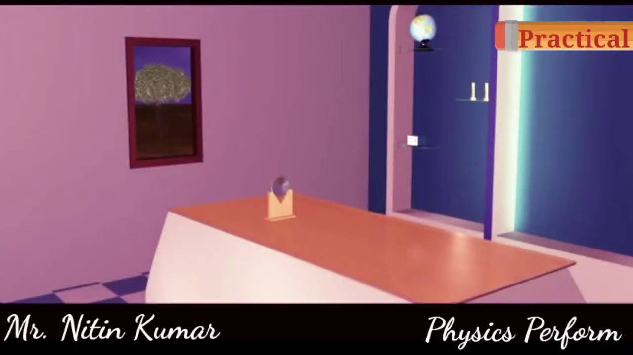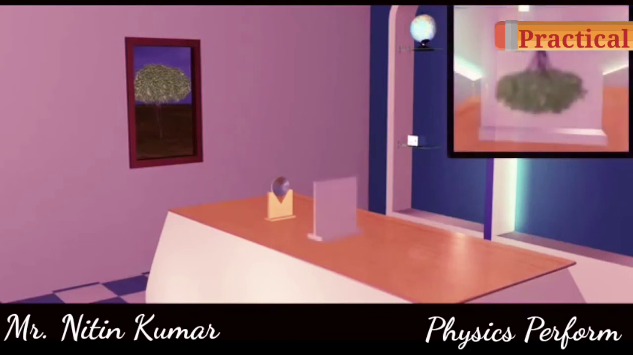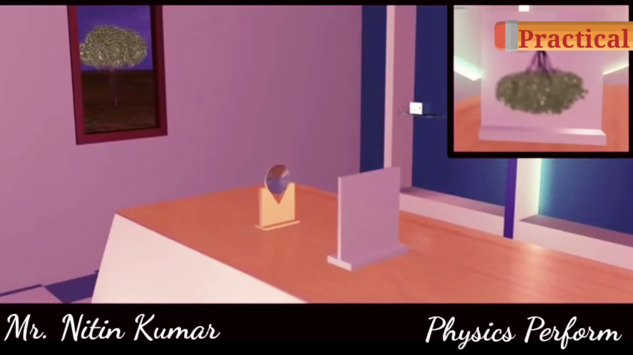Here, we need to obtain the image of a distant object on the screen. When you look at the window, you can see the tree which is a distant object. Face the lens towards a distant object and obtain its inverted image on the screen. Once you get the inverted image, move the lens forward and backward until you get a sharp image.